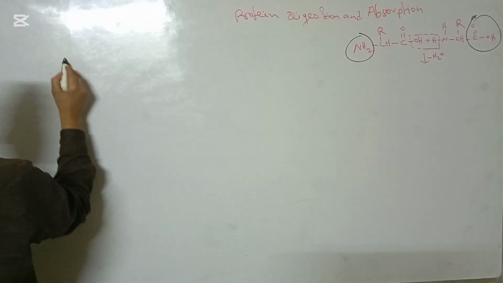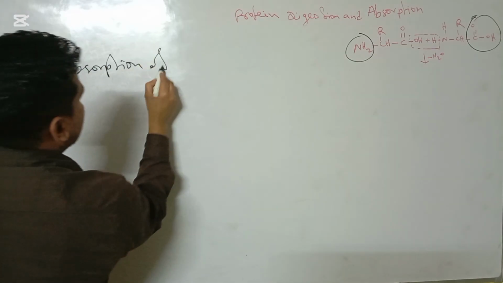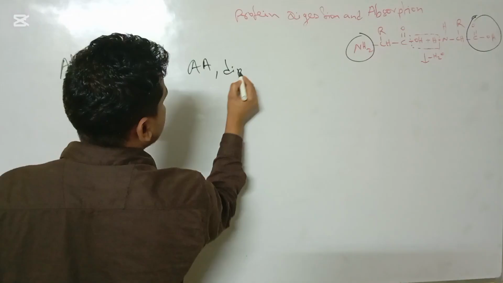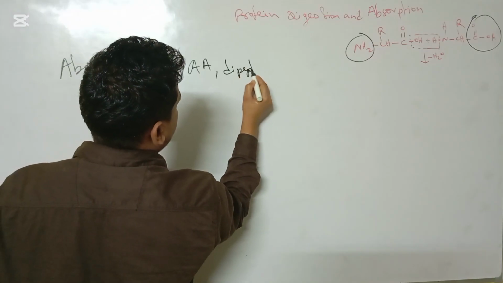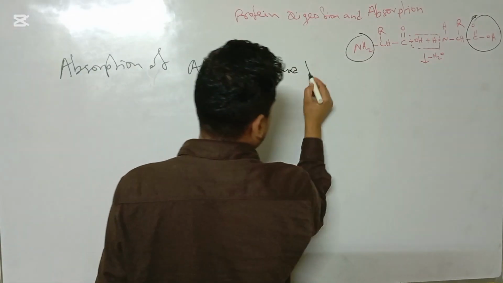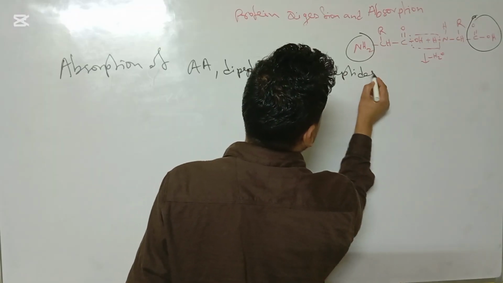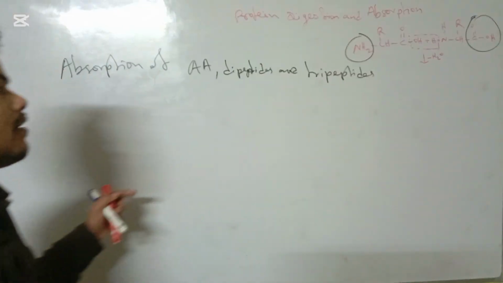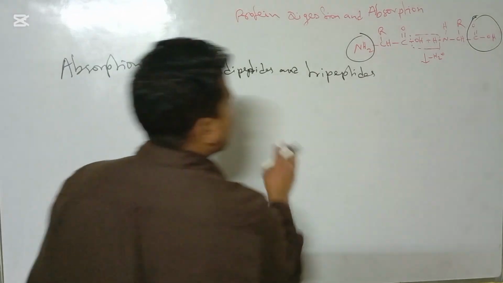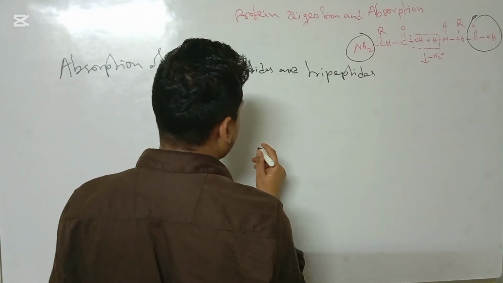So absorption of amino acids, free amino acids, dipeptides and tripeptides, these all are the absorbable form of the protein digestion. So digestion mainly occurs in the lower part of the small intestine, that is the ileum.